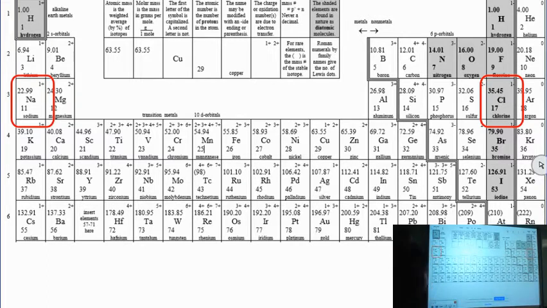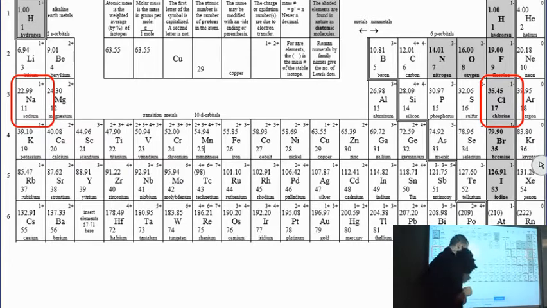All right, so this is where you're going to need your periodic table out. I want you to find element number 11 over here and element number 17 over here. That's what we're going to be talking about on the next page.